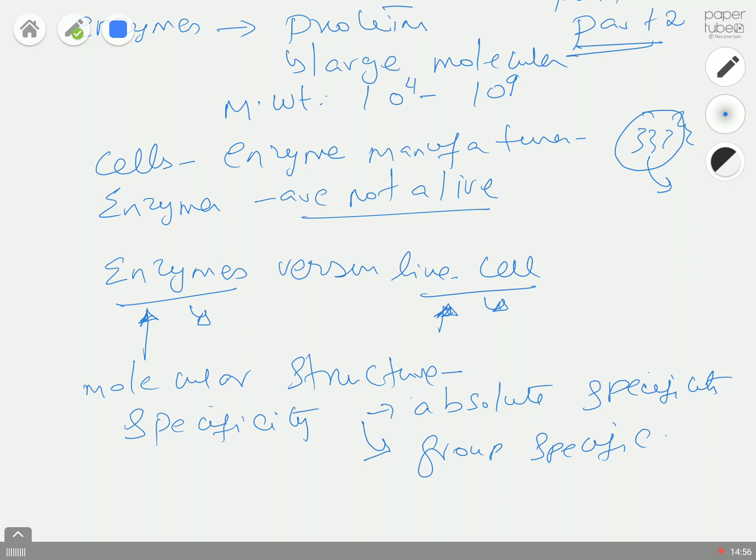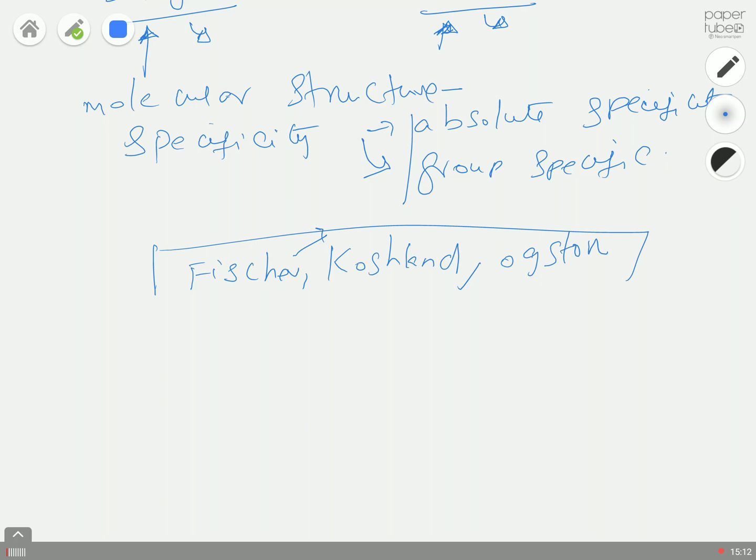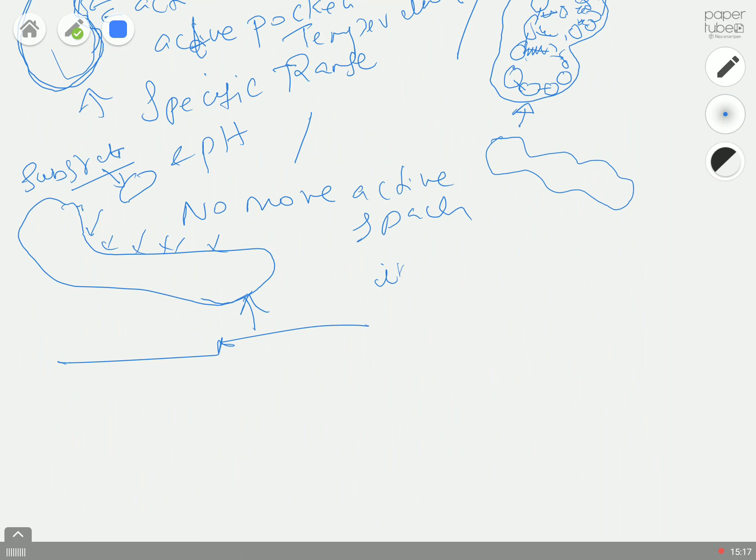And then to explain them, we talked about 3 different hypotheses. One is proposed by Emil Fischer, another one by Koshland, another one by Oxton. Oh, one thing I forgot to mention, the Koshland model, sometimes they call it the induced fit model. I showed you this one, yeah, like here.